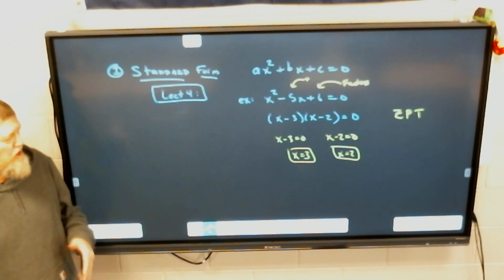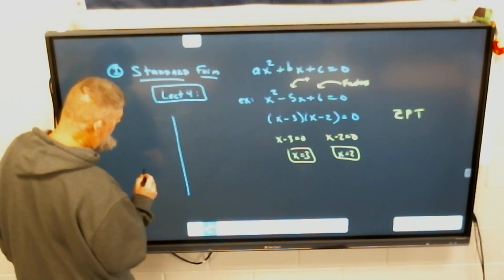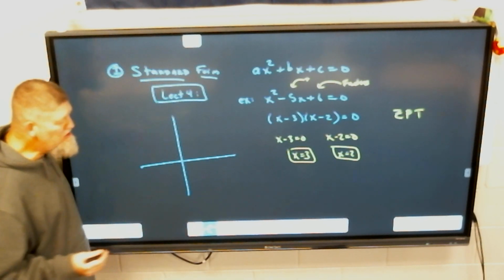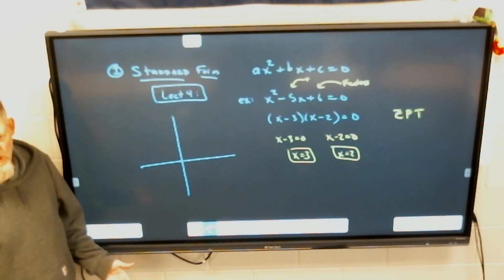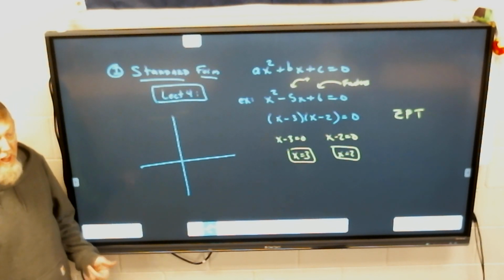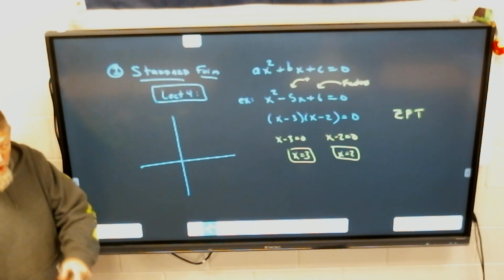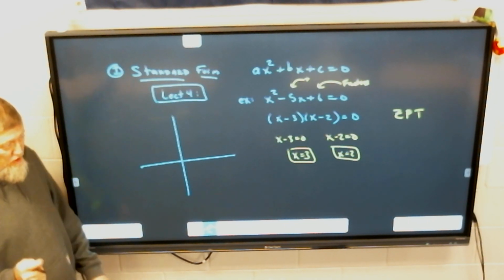Now, what did we just find? We found the solution, but if I go back to the graph of the parabola, what are 2 and 3? What points? The vertex? Good guess, but no. The minimum or maximum? That'd be the vertex. Good guess, but no.